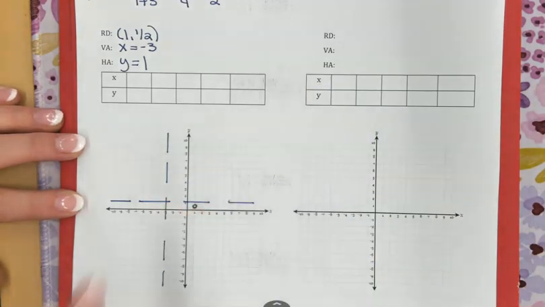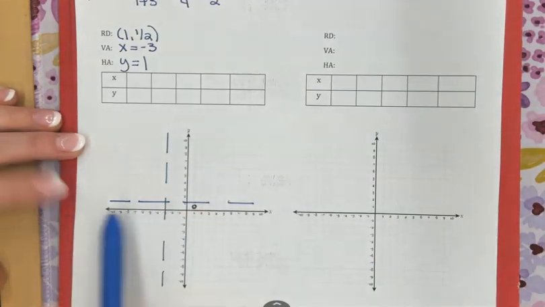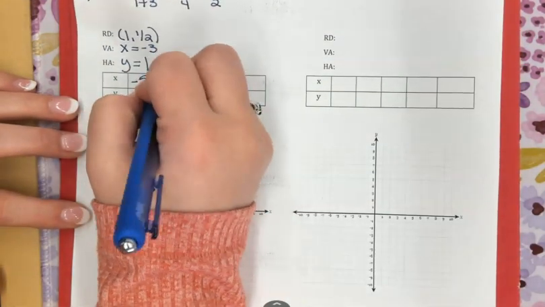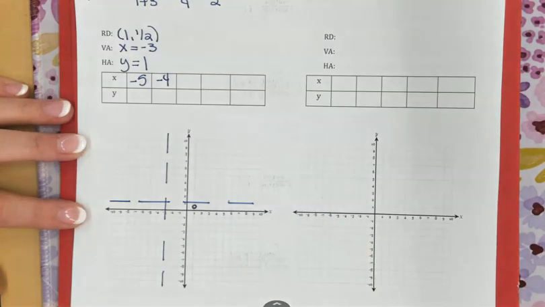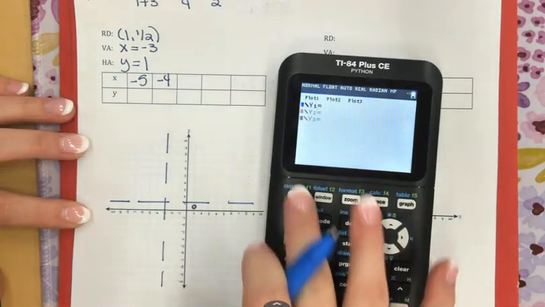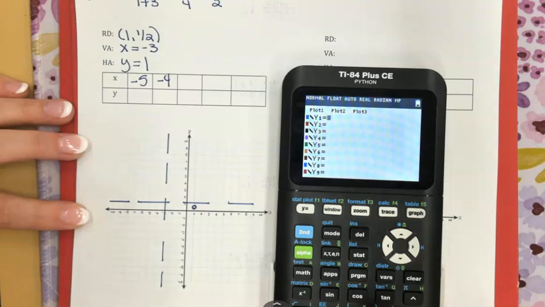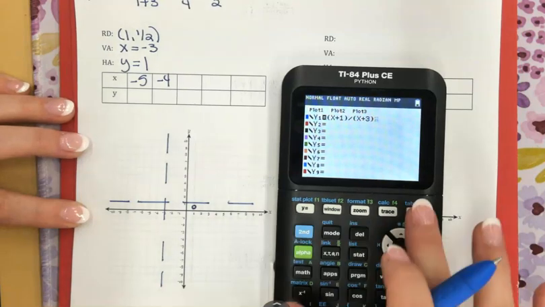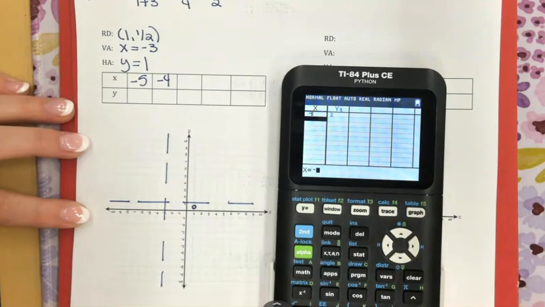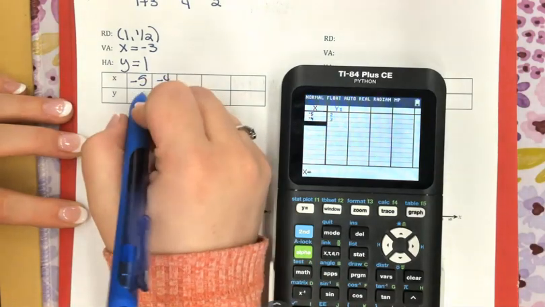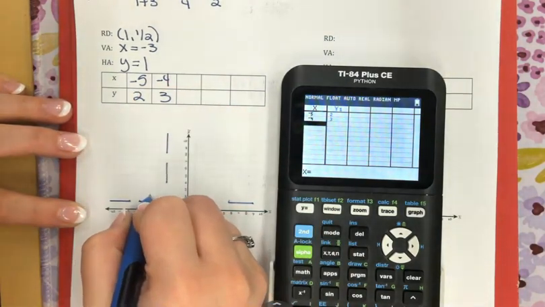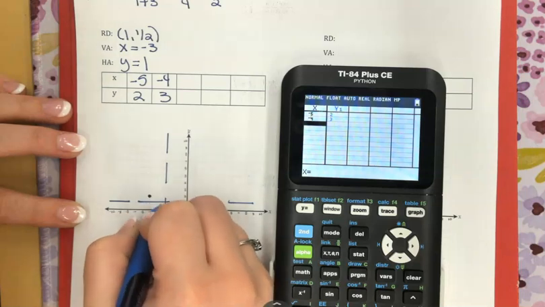So what I'm going to do is plug in some values to the left of this vertical asymptote. So I'm going to go -5 and -4 to see where that gets me. So in my y equals, I'm going to put in my simplified function, x plus 1 over x plus 3. And then in my table, I'm going to do -5 and -4. And I get 2 points here. So -5, 2, -4, 3.